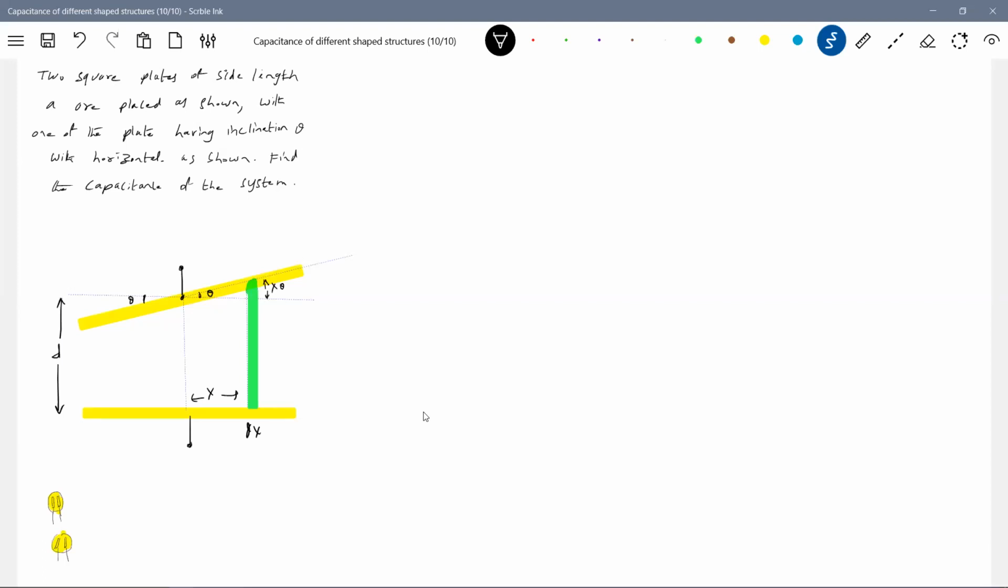So what is the capacitance of this small region? dC should be equal to epsilon naught times the area of cross section of the plate. What is the area of cross section of this one? It will be dx into a. So the capacitance will become epsilon naught a dx by what is the distance? Distance will become d plus x theta.